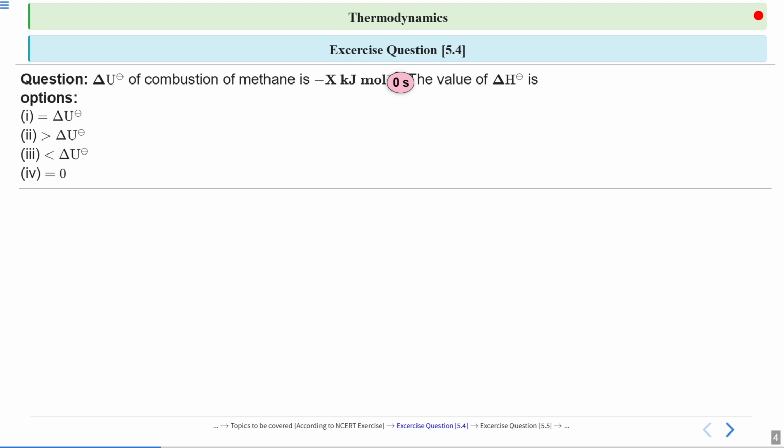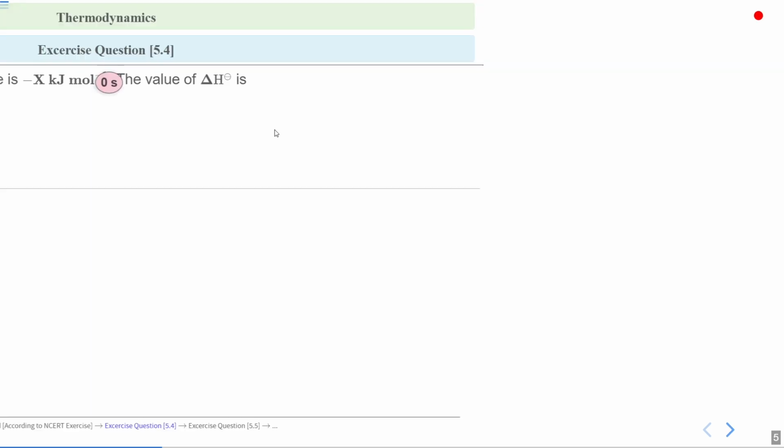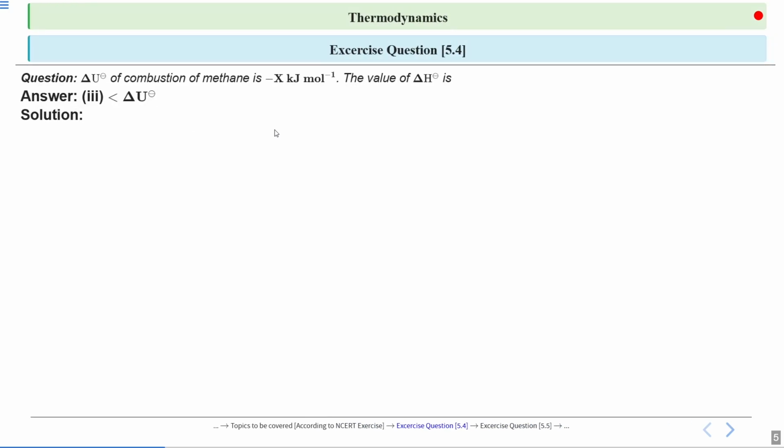So your time is up. Let us look at the answer. The answer would be less than delta U naught, which is the third option. How will we solve it? First of all, write the equation for the combustion of methane. It's very simple. Whenever you burn a hydrocarbon, you always get carbon dioxide and water. The only thing that needs to be done is the work of balancing, and it's the most important part. You can see that I have multiplied the oxygen by 2 to balance the oxygen molecules, right? Then on the right hand side, I have multiplied the water molecule by 2 as a coefficient, again to balance the hydrogens and oxygen.